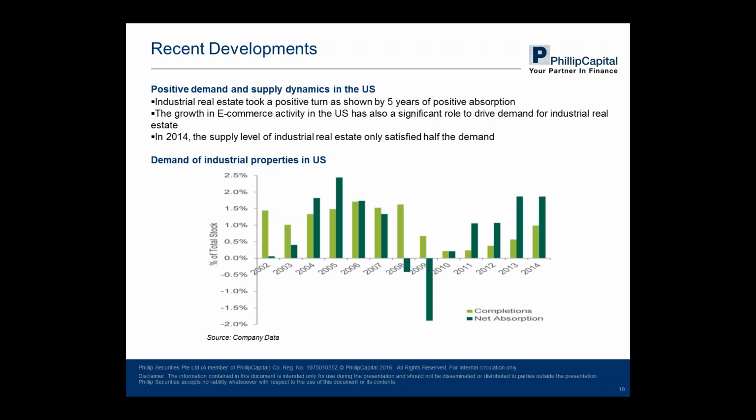Okay, now we'll take a look at the supply and demand dynamics of industrial properties in the US. So industrial properties took a positive turn. I mean, we see very healthy demand for space. Let me bring everyone's attention to the chart itself. For the past 5 years, the dark green bars are the amount of demand for space on the ground, while the light green bars are the supply in the market. So you can see that between 2011 and 2014, even though supply continued to increase, the longer dark green bar means that the demand for space definitely outpaced the amount of supply in the market. And this is a good sign for sure.